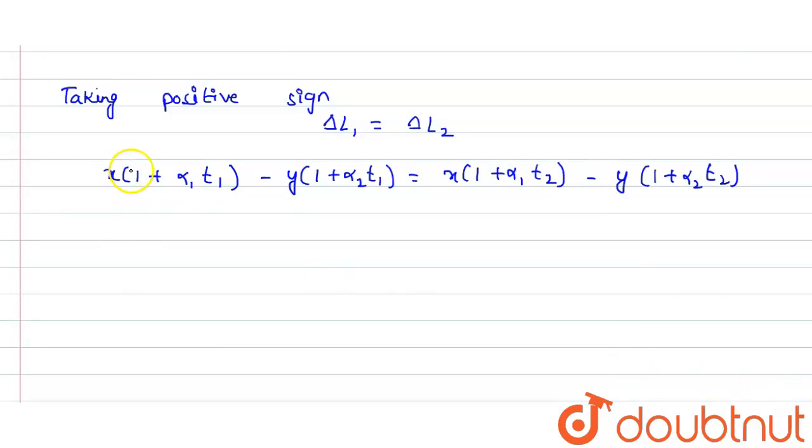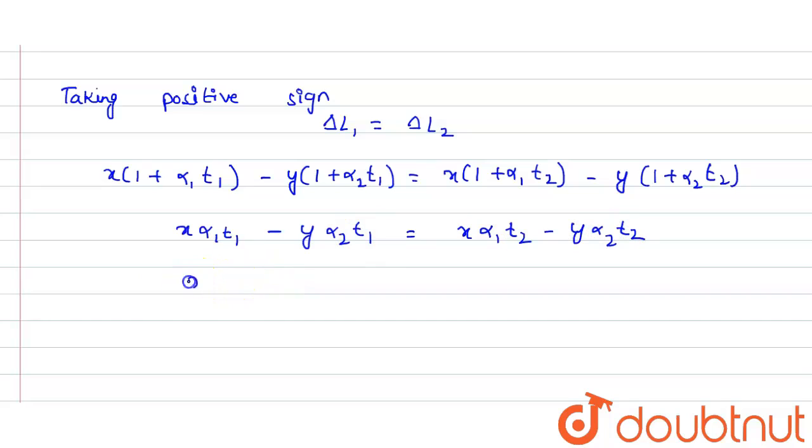If we expand this, clearly this x and this x would be gone, and this y and this y would be gone. So ultimately it would be x alpha 1 T1 minus y alpha 2 T1 equals x alpha 1 T2 minus y alpha 2 T2. Now what we can do is take x to one side and y to the other side.